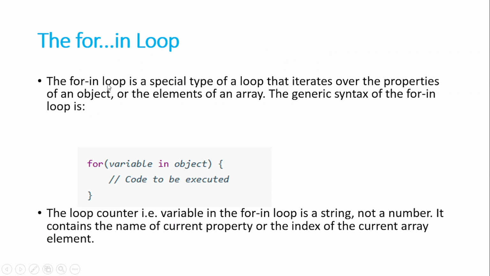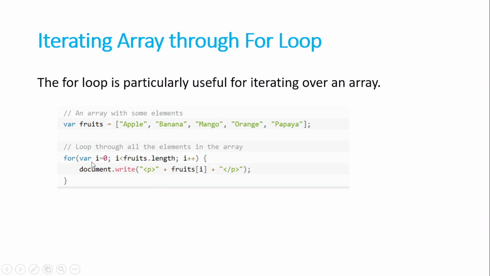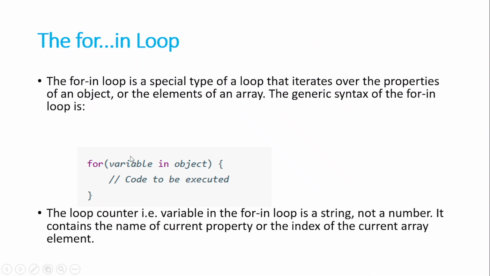We also have the for in loop, which is a special type of loop that iterates over the properties of an object. We can iterate over an object as well as the elements of an array. The generic syntax of the for in loop is this one. We specify the variable name, then the in keyword, then the object or array, and then the code to execute. Earlier we were using this i variable and checking the condition. We don't have to do this. We just specify the variable name that we want to use, then the in keyword, and then the array or object.